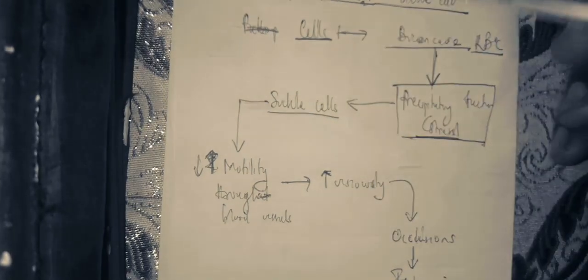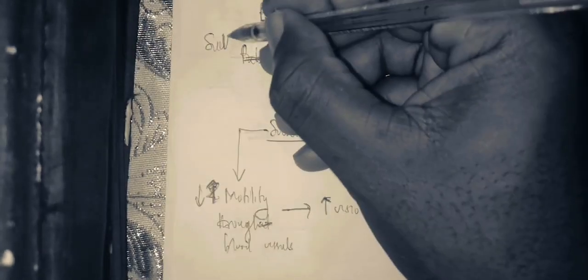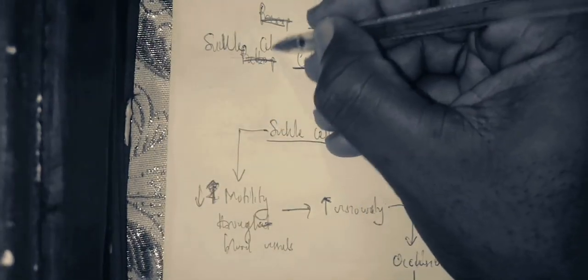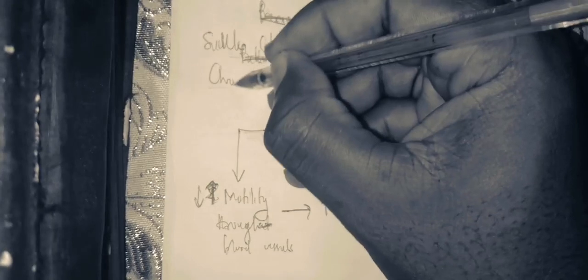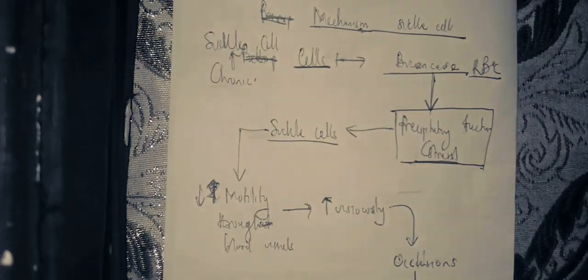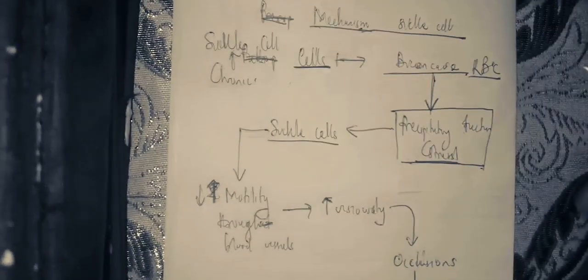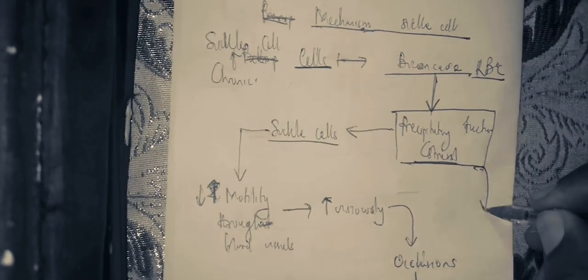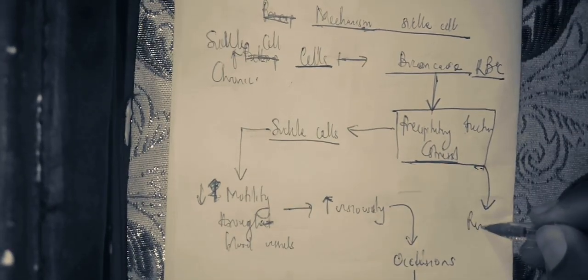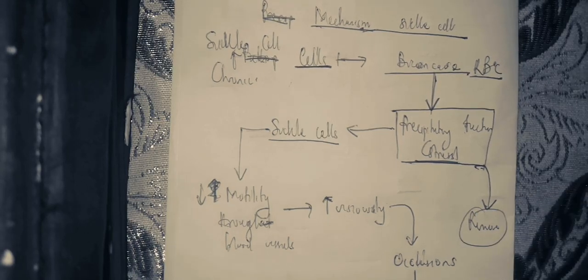All you need to know is that sickle cell is a chronic disease and cannot be treated. Is it clear? Since you cannot treat sickle cell, what you need to do is to always remove this part. So you need to remove the precipitating factor.